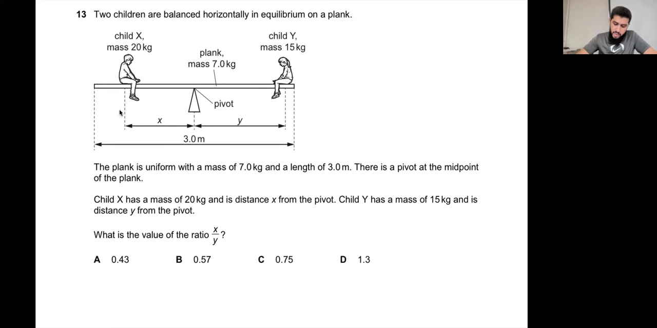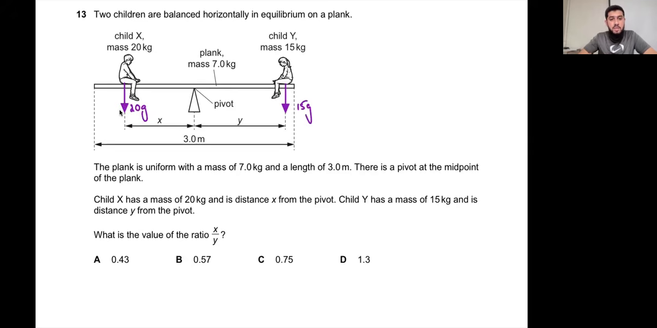Child X has a mass of 20 kg and its distance x. Child Y has a mass of 15 kg and its distance y. What is the value of the ratio of x and y? Not an issue. The weight, the force that child X exerts, is 20g, where g is equal to 9.81. And the weight that child Y exerts is 15g.